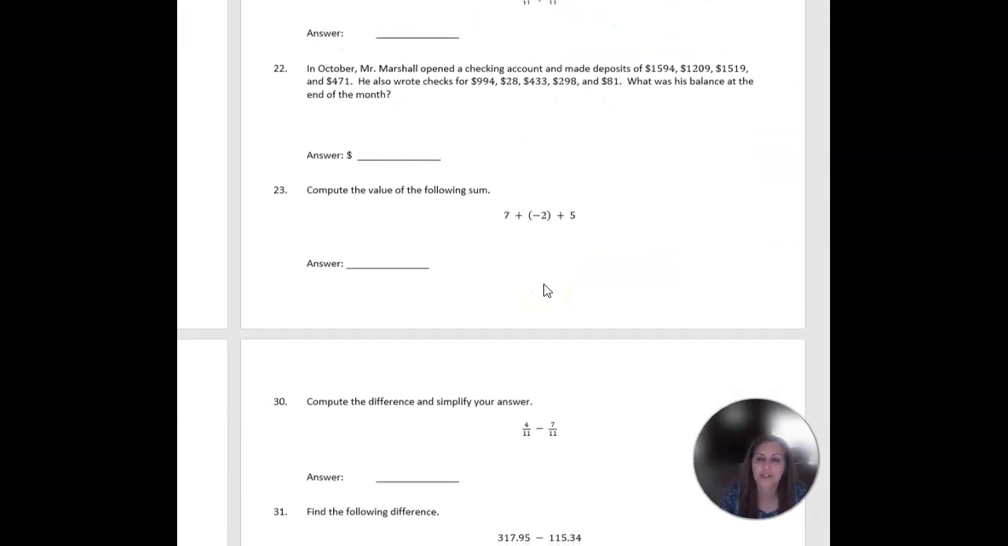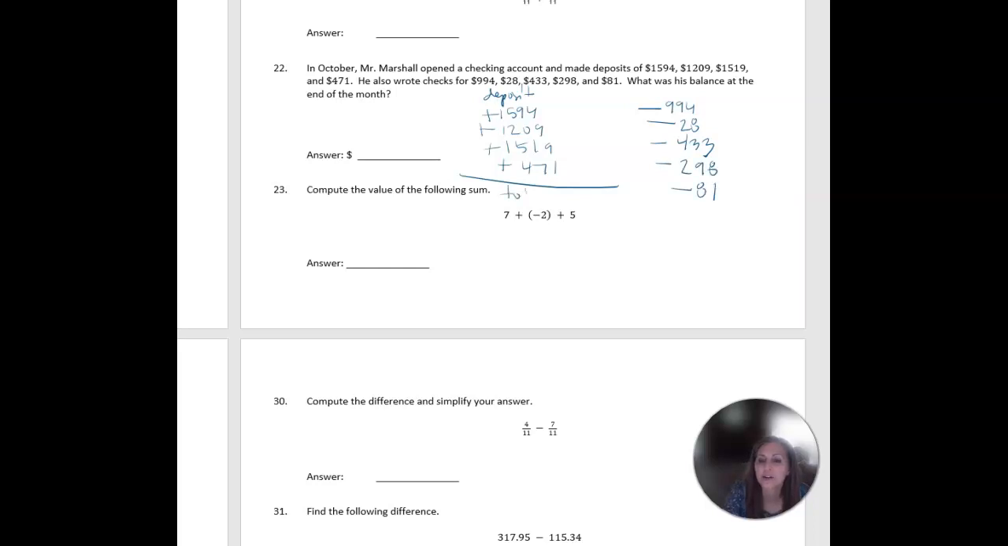Let's go to number 22. This is a great word problem. In October, Mr. Marshall opened a checking account and made deposits. If they are deposits, they are positive. So positive 1594, he deposited 1209, he deposited 1519, and he deposited $471. These are all deposits. If you deposit money, it's positive. He wrote checks. So he wrote a check for $994, a check for $28, a check for $433, a check for $298, and a check for $81.